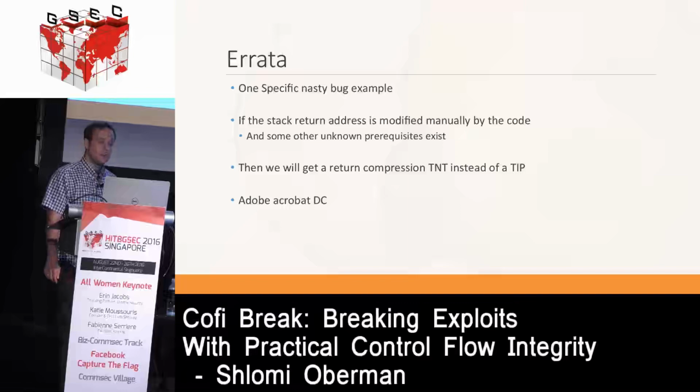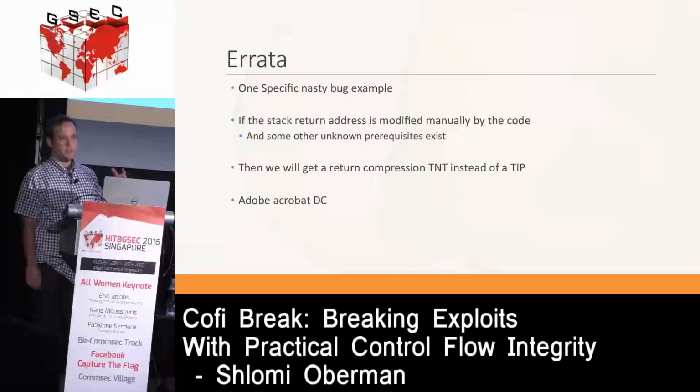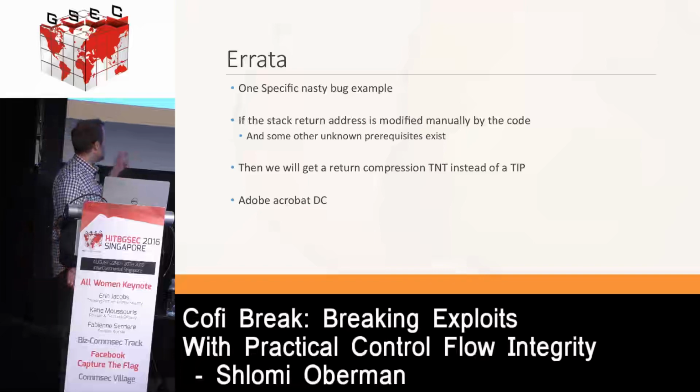One specifically nasty bug happens specifically with Adobe DC or certain versions of Adobe DC. If a stack return address is modified manually by the code, if the code goes and puts a specific return address in the stack and some other pre-known prerequisites, right? This doesn't always happen. Then we will get a special TNT packet instead of a tip packet. This will completely destroy the analysis state, and this has to be handled. Once again, some reversing and some sort of case-by-case handling.